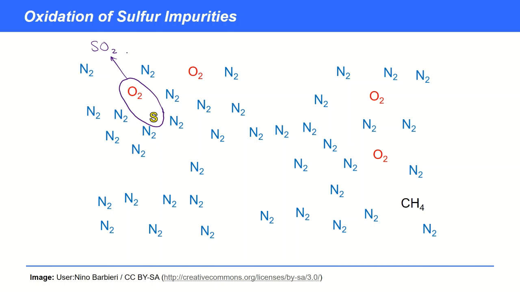Now, why is that problematic? Well, sulfur dioxide is a non-metal oxide, and non-metal oxides are acidic. And so what can happen is this can react with water to make an acid, and that actually falls as acid rain.